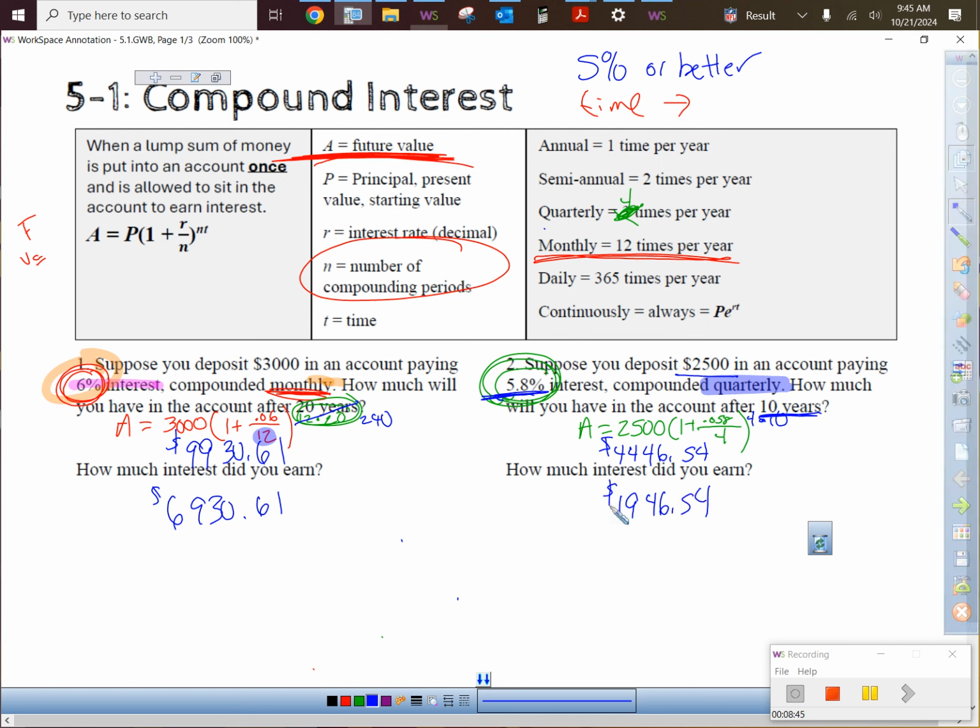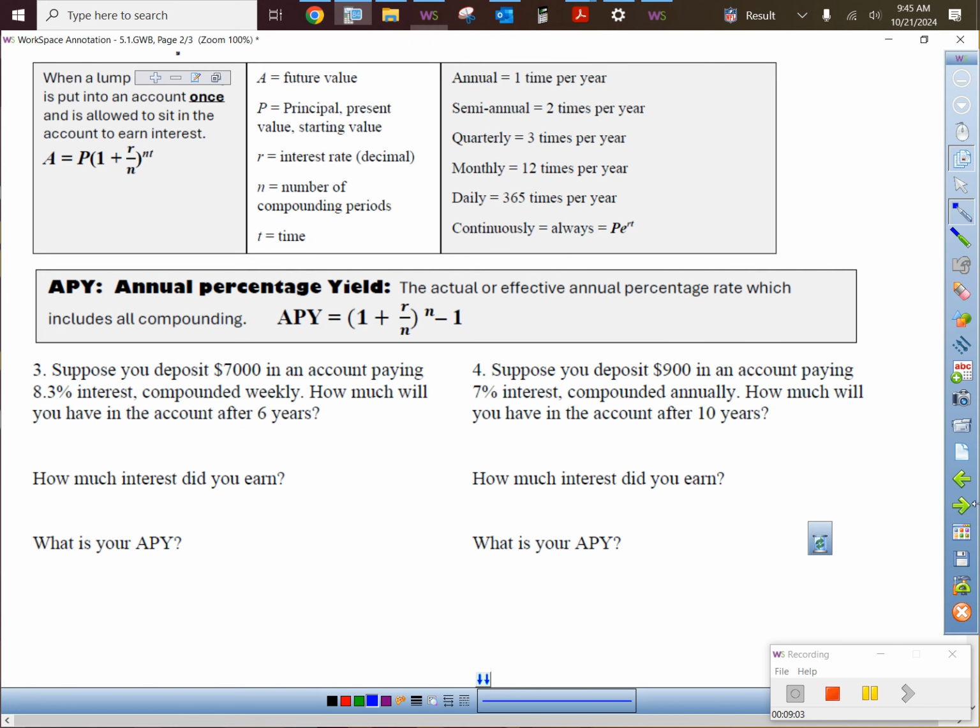You've done this one before. You might not remember it, but you've done those before in an algebra class. Questions about those? Now we'll get into a more realistic thing called this APY. APY stands for your annual percentage yield.